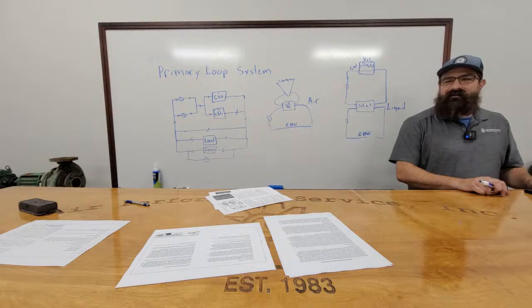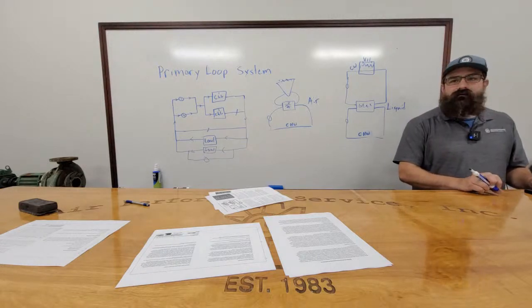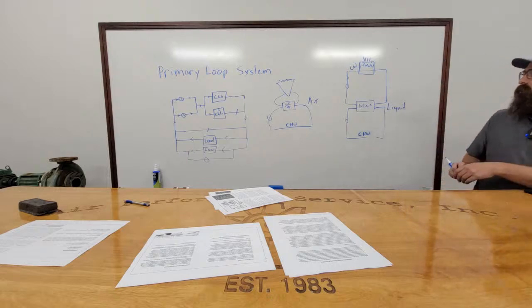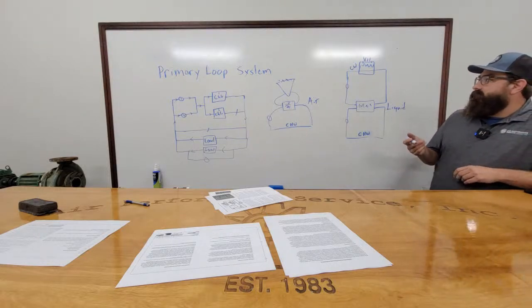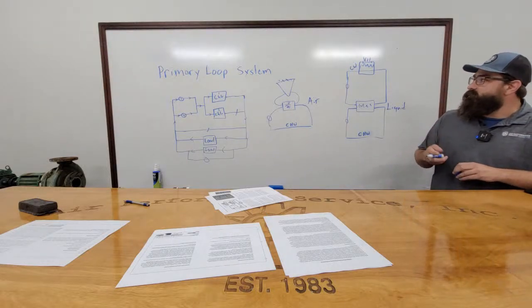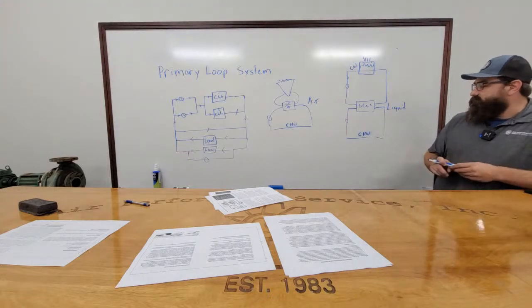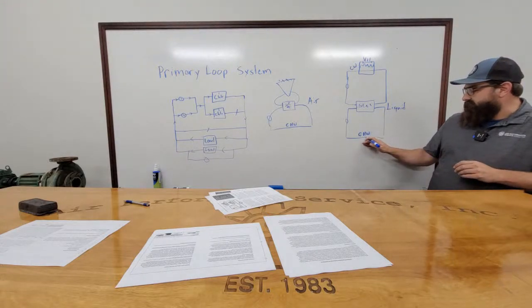They usually maintain what, like an 8 degree delta on condenser water, something like that? 10? Okay. Most of them are designed for 10. 10 on both sides. Okay, yeah. But there are a couple different kinds of condenser water towers, cooling towers, but I don't know a whole lot about those, so we'll stay out of that.